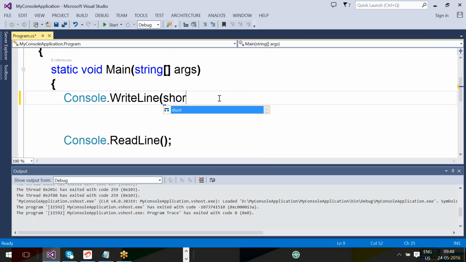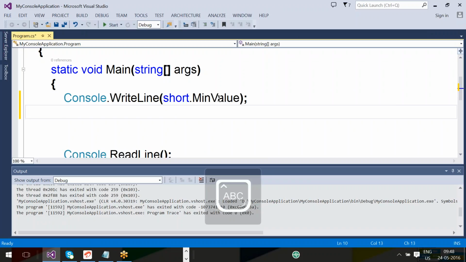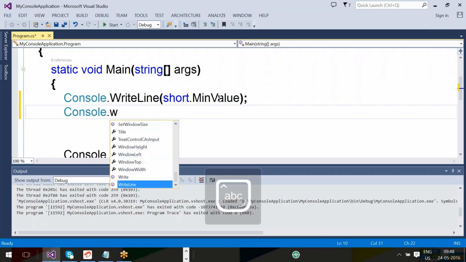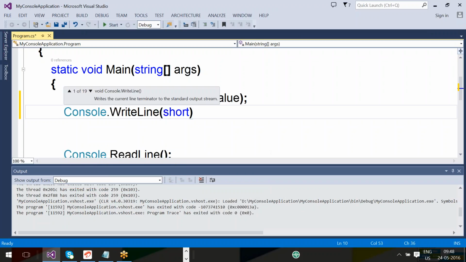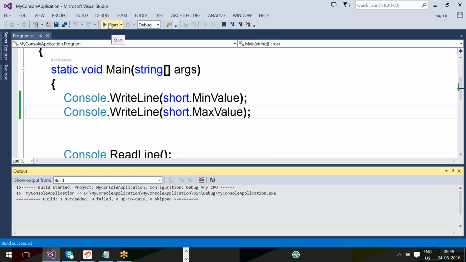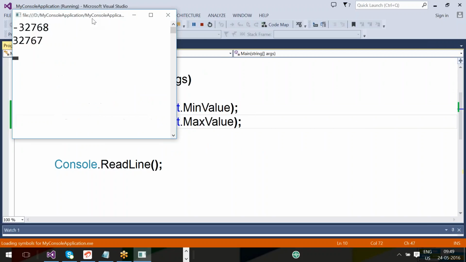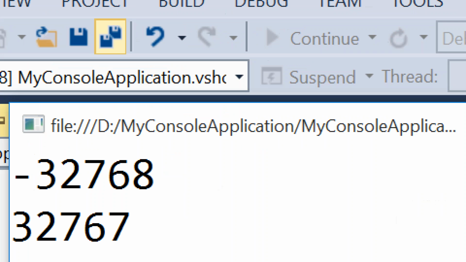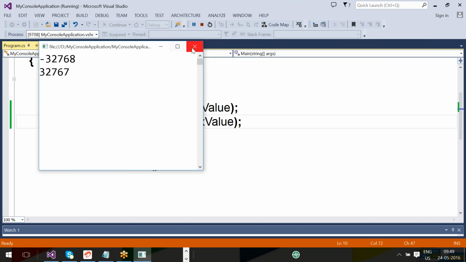Console.WriteLine short dot MinValue. Console.WriteLine short dot MaxValue. No, don't speak, I'll ask Shiva Kumar. He has to answer, not other people. Okay, noise is coming. Come on. Now you see the min value: minus 32,768. Max value is 32,767. So a huge amount of data.